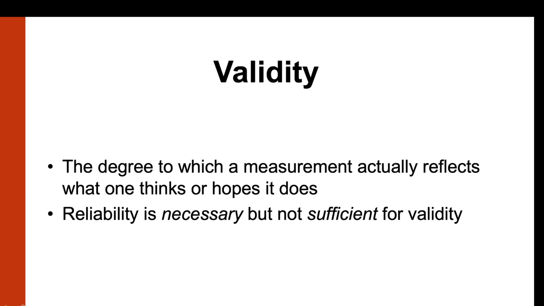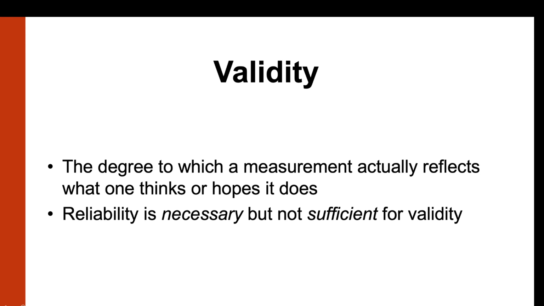Now, as far as the relationship between reliability and validity, you cannot have a valid measure of a construct unless it's reliable. That is a given. Reliability is necessary for validity. If you want to have a valid measure of anxiety, that measure also has to be reliable. However, it doesn't work the other way around.